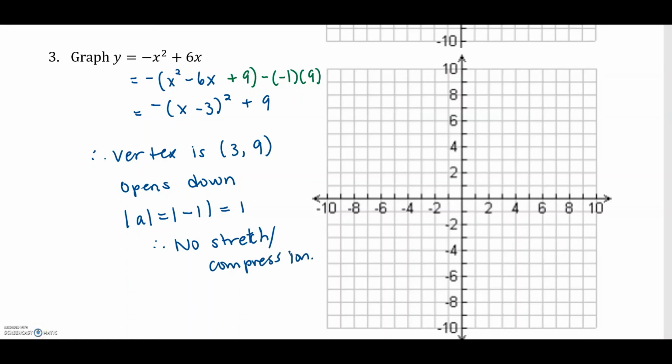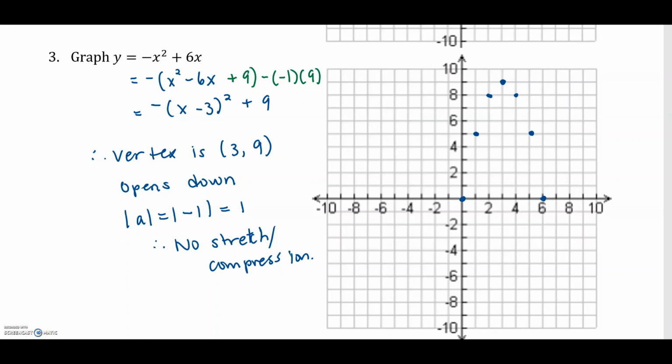Let's graph it by starting at our vertex. We go up to (3, 9). Because there's no stretch or compression, we know that it follows the same step pattern as our y equals x squared graph, except because it opens down, each of the steps will be in the downward direction. So over 1, down 1, over 2, down 4, over 3, down 9, and see, we do have our roots of x equals 0 and x equals 6.